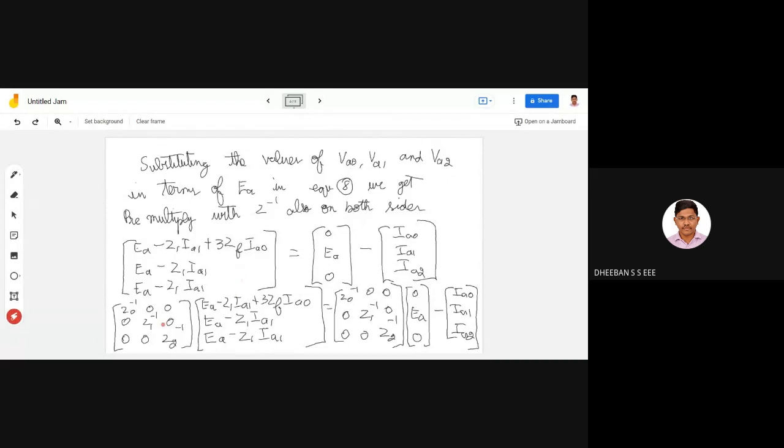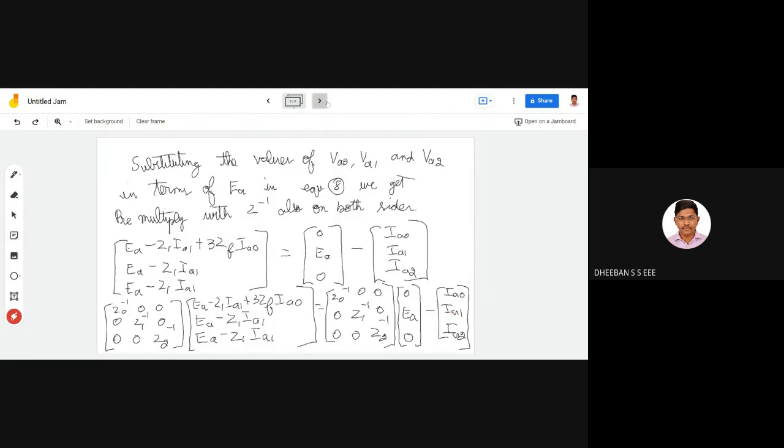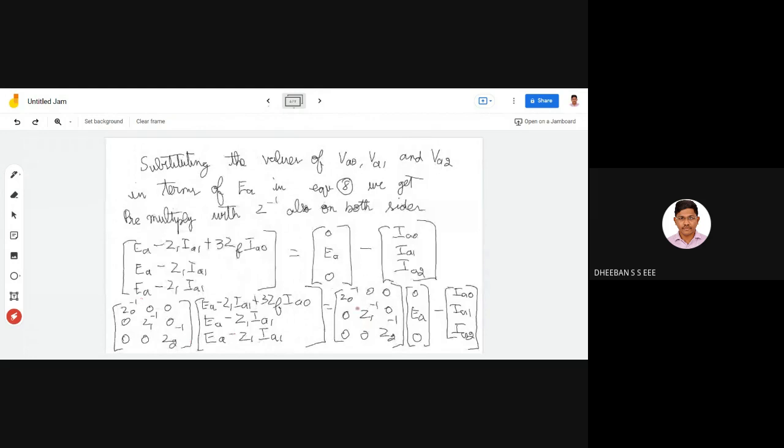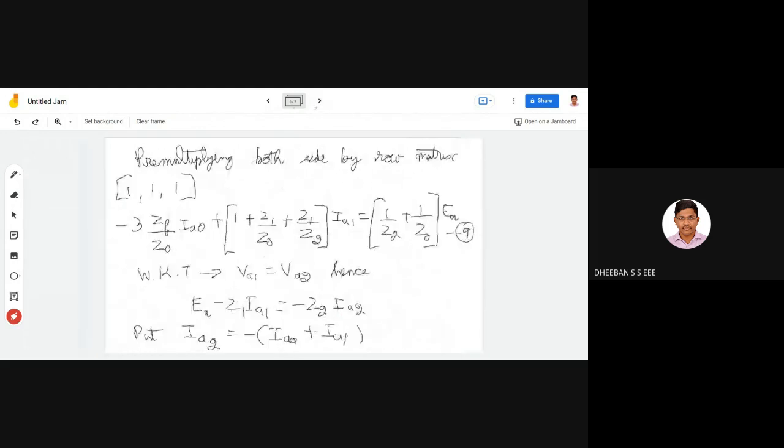After that, you will be multiplying on both sides with your Z matrix. It is a matrix, so it consists of zero sequence, positive sequence, and then your negative sequence. So you'll be multiplying with this on both sides, and finally, after multiplying this on both sides, you have to pre-multiply with the matrix of 1, 1, 1. So it is a row matrix. Why you are multiplying with a row matrix is in order to get a single row element.